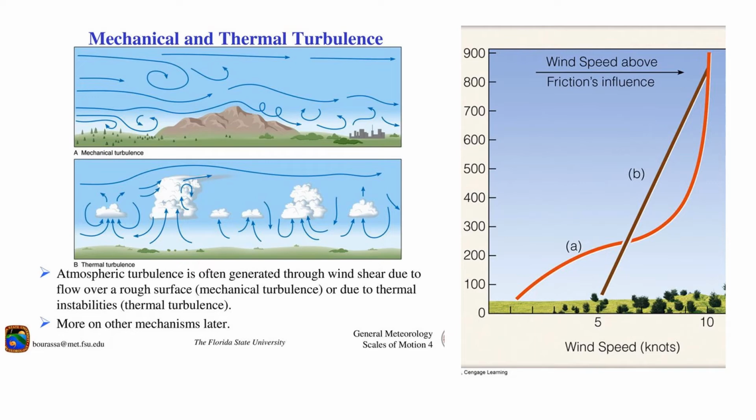Another type of turbulence is called thermal turbulence. Surface heating and instability cause the turbulence to extend to a greater altitude. As the Earth's surface is heated, thermals rise and convection cells form. The resulting vertical motion creates the thermal turbulence. So this thermal turbulence increases with the intensity of the surface heating and the degree of atmospheric instability.